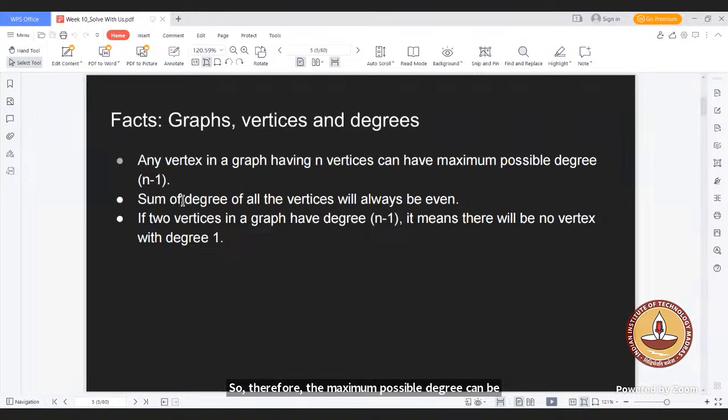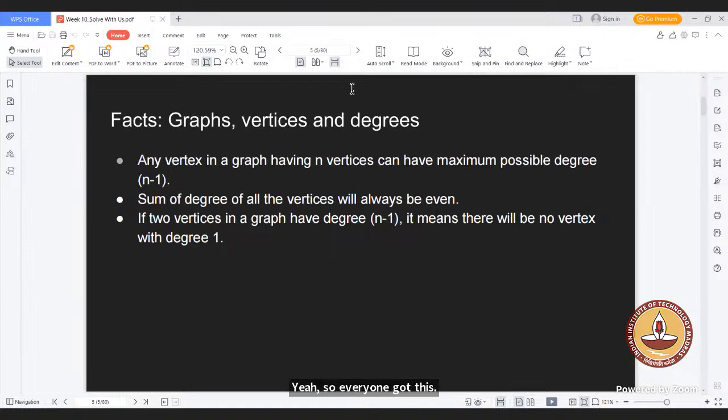So the second point says that the sum of the degree of all the vertices will always be even. So if there are n vertices, if you take the degree of each of the vertices and add them, it will always be an even number. That's what this statement says. You are getting it? So everyone got the second point now?